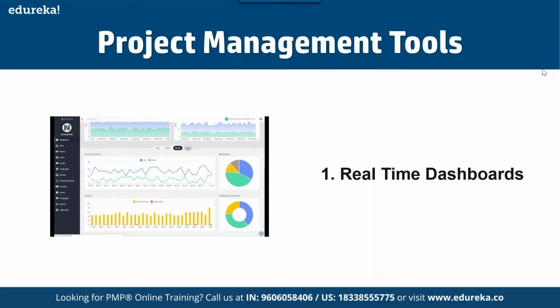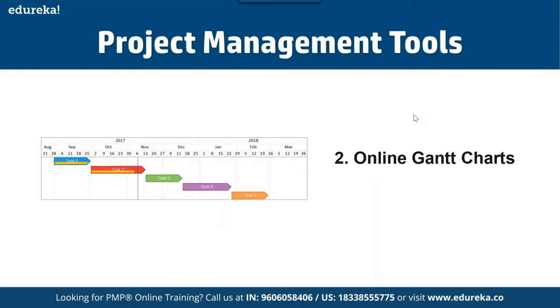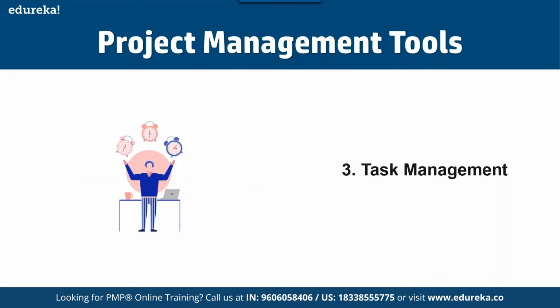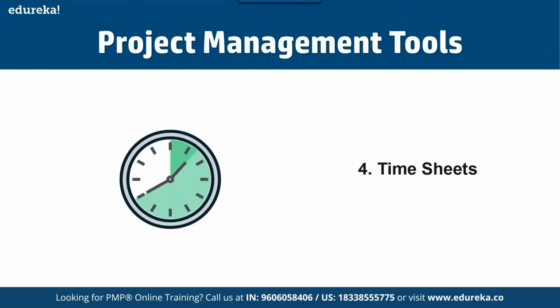Along with that, other tools can be used, like online Gantt charts, wherein you want to see the progress. For example, in 2016, my progress was this. I completed the task in this much time. In 2017, I completed my task in this much time, or how much time my task will take, I can also evaluate with this. Another is task management, wherein I can prioritize the different tasks and give the weightage of which task should be done first and which should be done second.